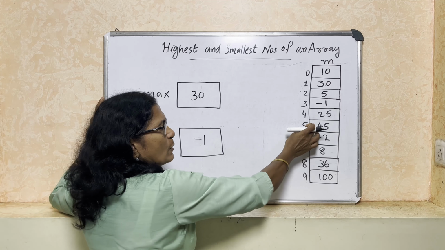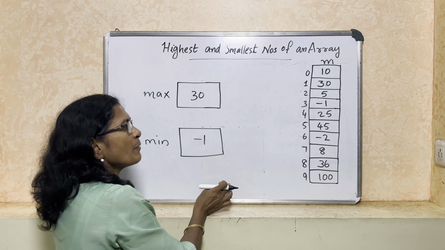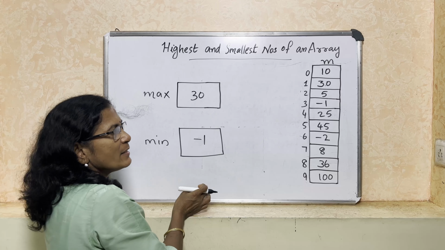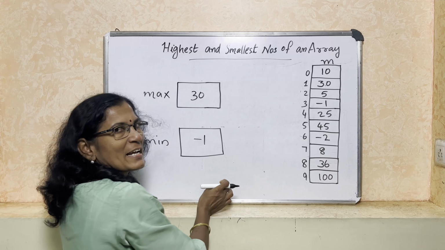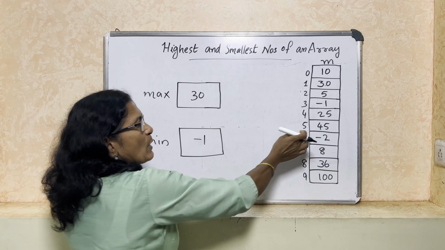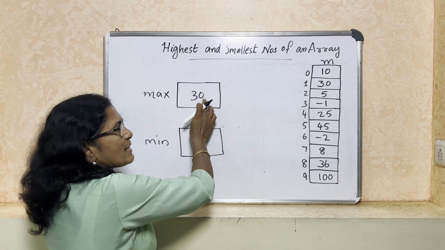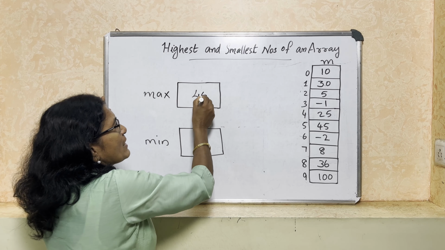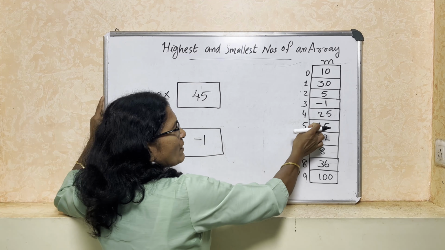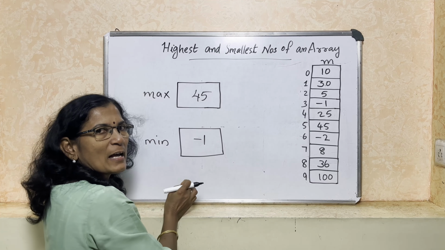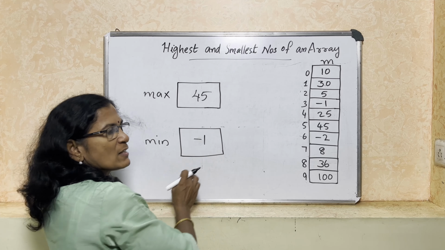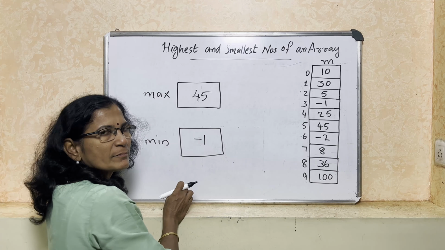Take the next value. Next value is 45. Check whether 45 is greater than 30. Yes, you found a value which is greater than the value in max. So assign that value to max. So instead of 30, 45 will get stored here. Now check whether 45 is smaller than the value in min. 45 is not smaller than minus 1. So you need not assign 45 to min.